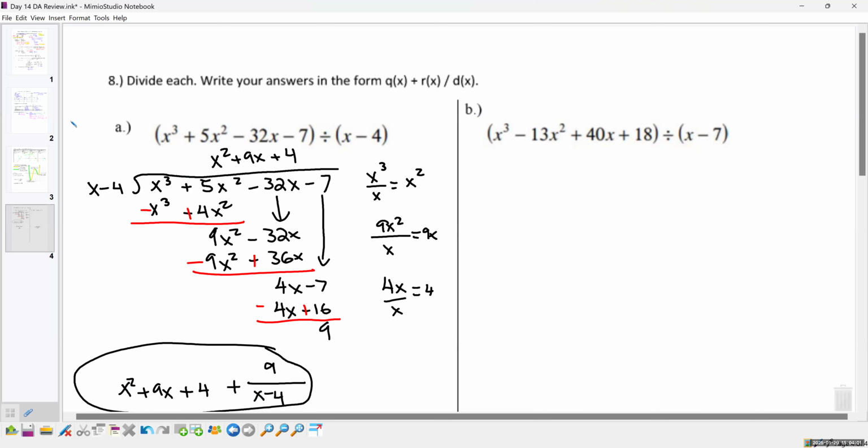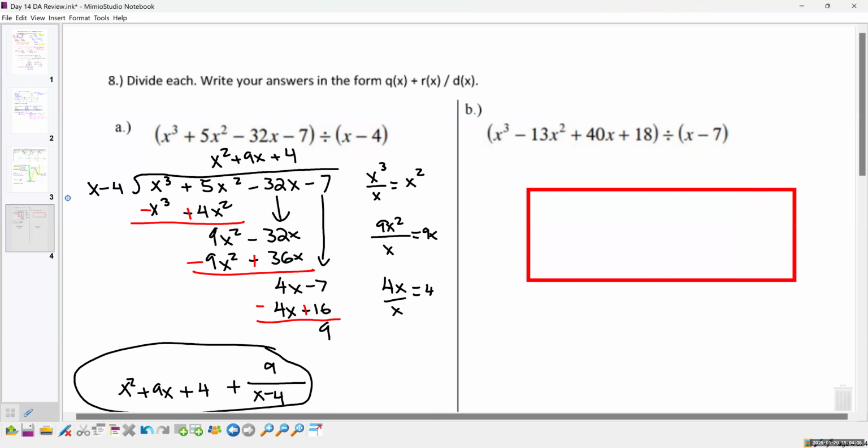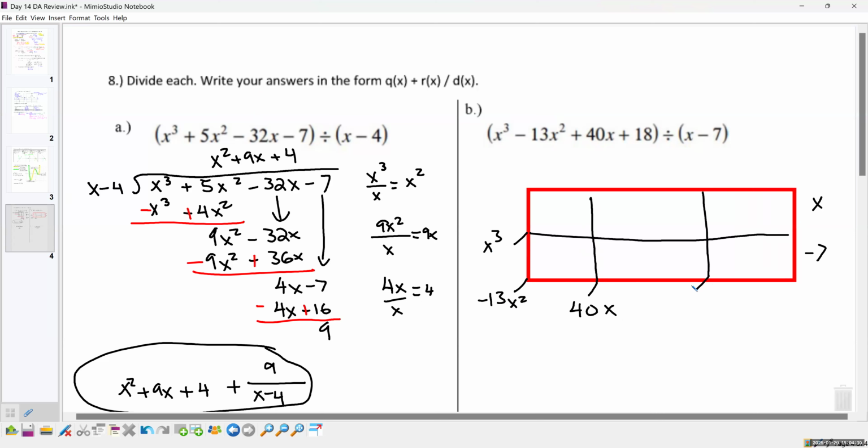Not blue though, because that's not good. There it is. Okay, so this is going to be blue. x minus 7. This corner will be x cubed. This corner will be negative 13x squared. This is crooked, but who cares? 40x, and then this is going to be 18. I want to remind you, please do not just drop that 18 in that bottom right-hand box, because we don't know. Maybe there's a remainder.